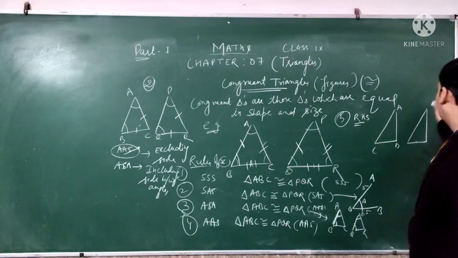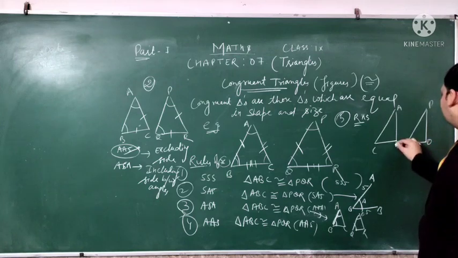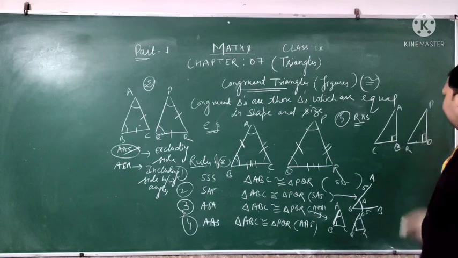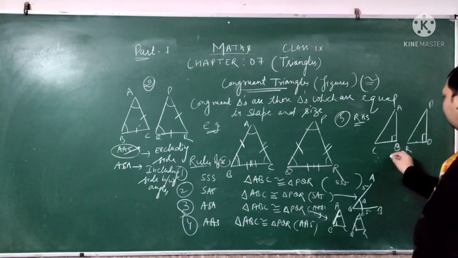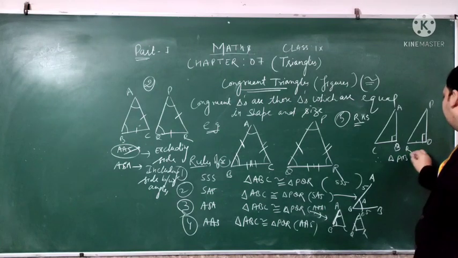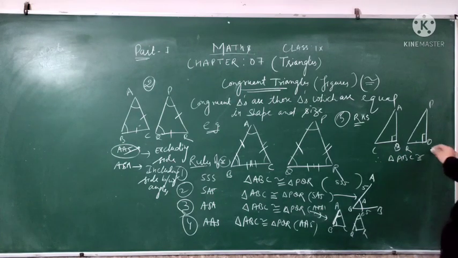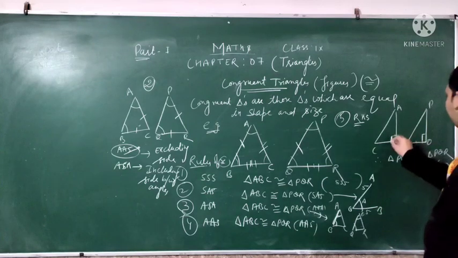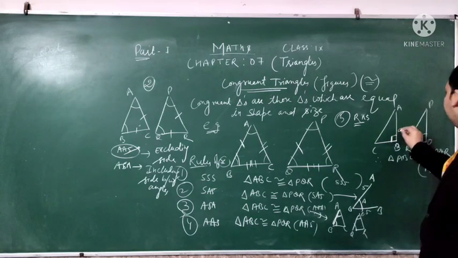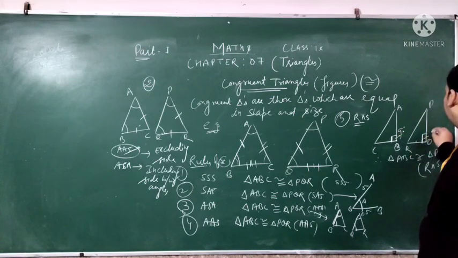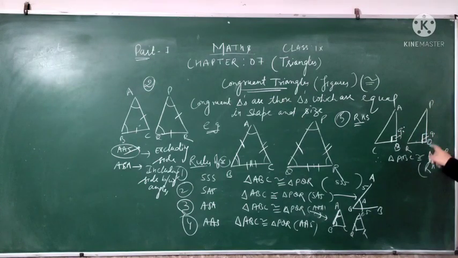ABC, PQR. These are the two right angle triangles. So therefore, triangle ABC congruent triangle PQR by RHS rule. RHS rule means we have to take one right angle. One right angle means 90 degree. R means right angle. We have to take three parts in which one part should be 90 degree.